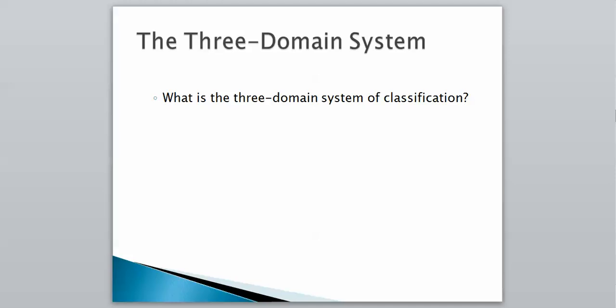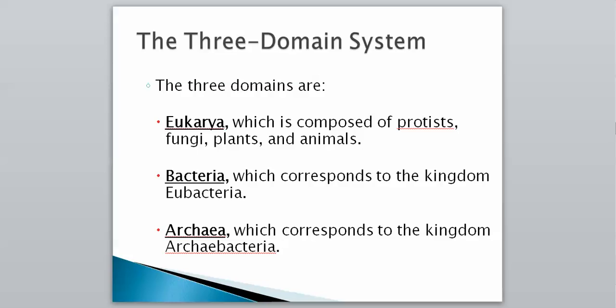So what is the 3-domain system of classification? We're going to look at the 3 domains that we have. The first one is known as Eukarya. Eukaryotic cells are the ones associated with the protists, the fungi, the plants, and the animals. So Eukarya sounds like eukaryotic. The next one is Bacteria, and this only corresponds with the kingdom Eubacteria. Those names are almost identical, just a little bit different. Then we have Archaea, which corresponds to the kingdom Archaeobacteria. These domains aren't that hard to remember because their names are really associated with what they are.